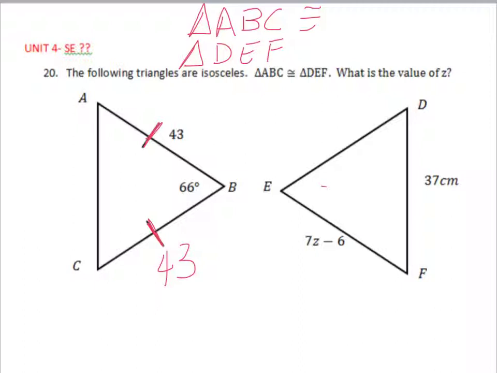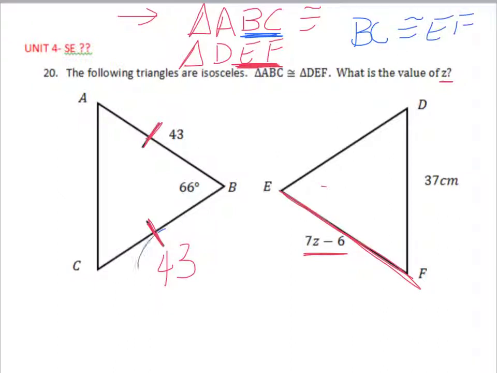Now I'm trying to find the value of Z. So Z is in EF. Here's our equation that has Z in it. So I need to find which segment in triangle ABC is the same as EF. And since E and F are the last ones, the ones that match up with that in this one would be BC. So BC is congruent to EF.